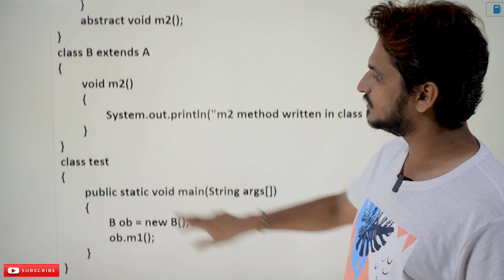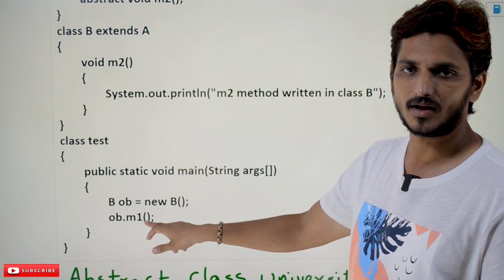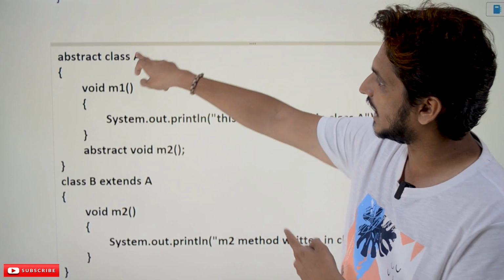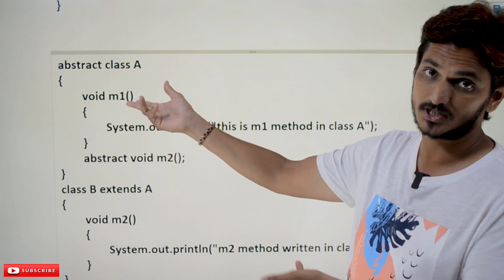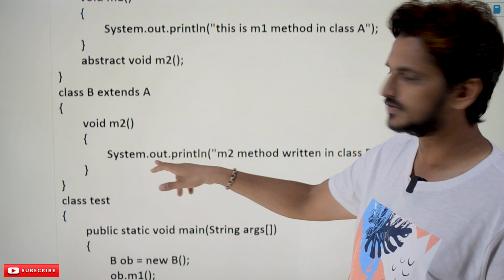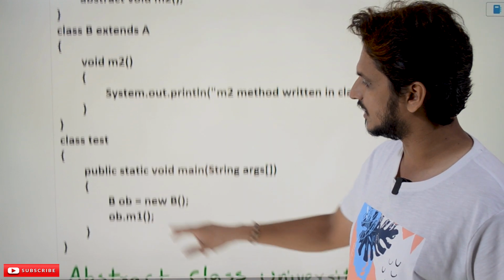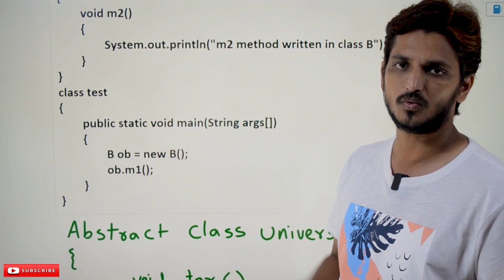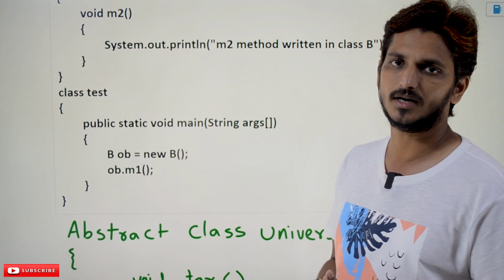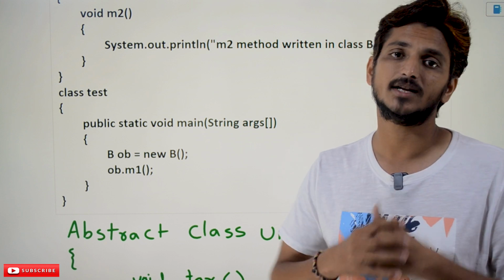Now you can create an object for this class B. B ob = new B(); ob.m1(). The M1 method is present in the abstract class. Yes, you can use it because it is not an abstract method. The M2 method is implemented, which means you have written the body of M2 here in class B. You can call that method using ob.m2() also. So this is the concept of abstract class and abstract method.